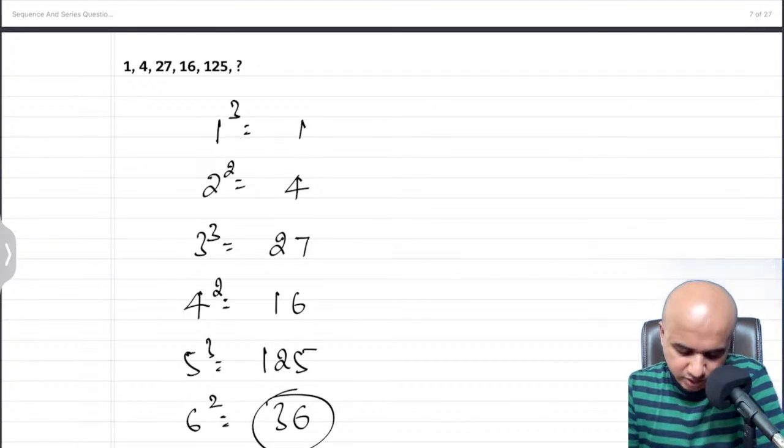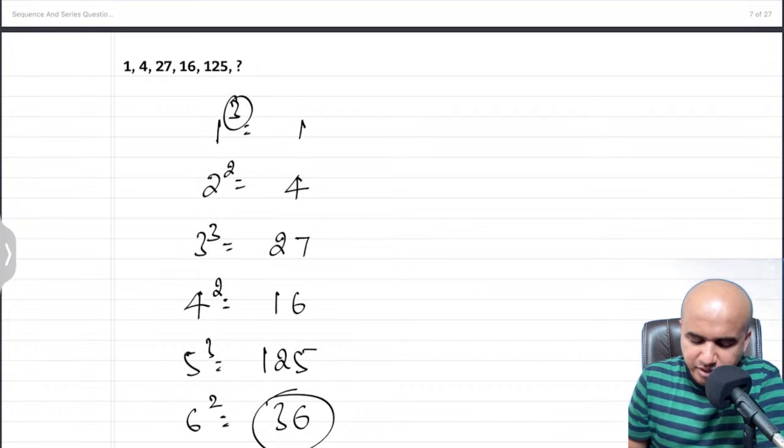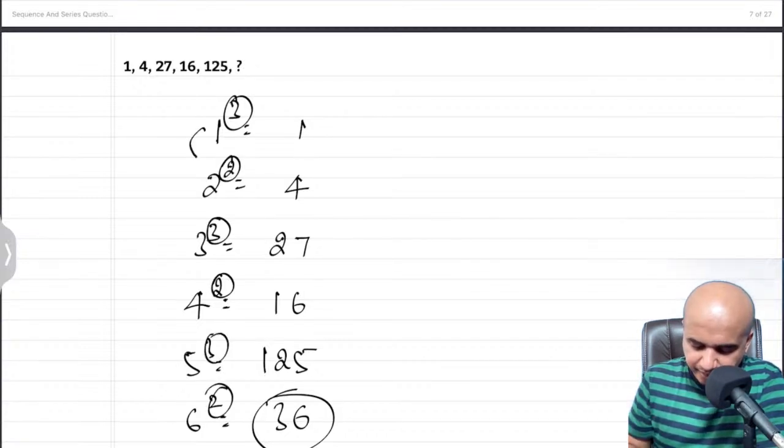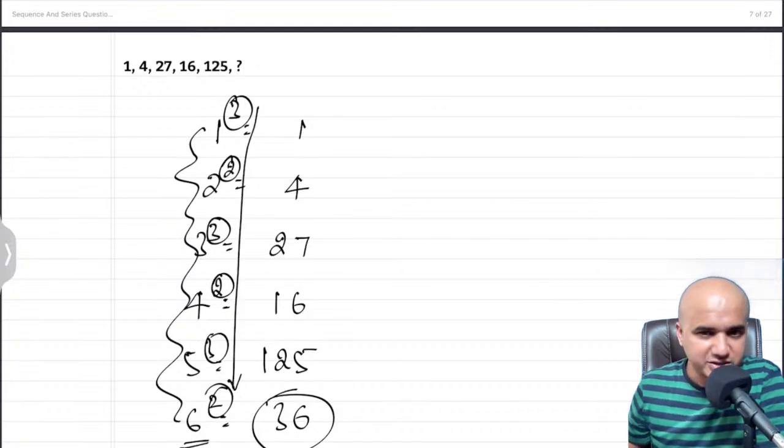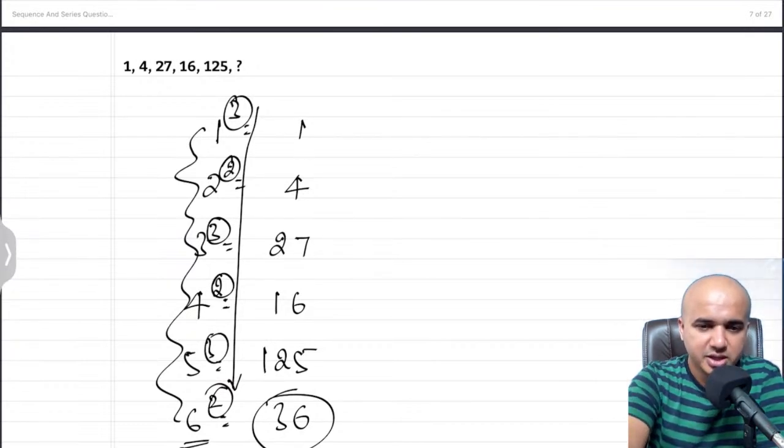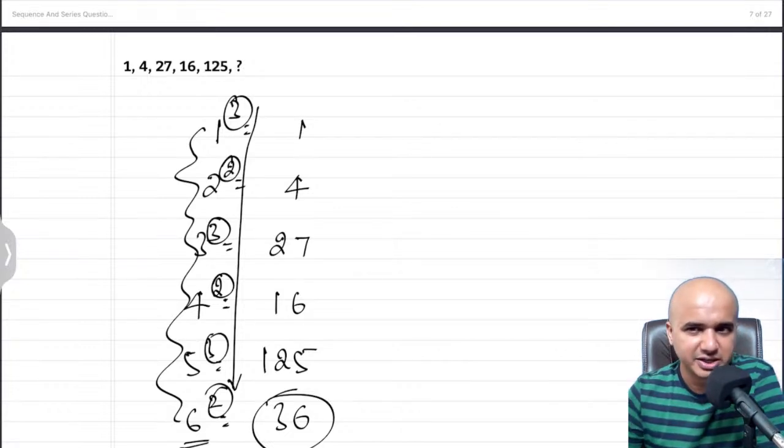This is a very interesting problem because the power is alternating between 3 and 2. So first it will be cube, then it will be square, then cube, square, that's all. But the base number is being increased only by 1. So we start with 1 plus 1, 2 plus 1, 3 plus 1, 4, and so on. So then finally we end up with 6. But by the time we end up with 6, the power based on the alternating series would be 2. So 6 into 6 would be 36, and therefore the answer in this case is 36. I hope that makes sense. Let's move on.